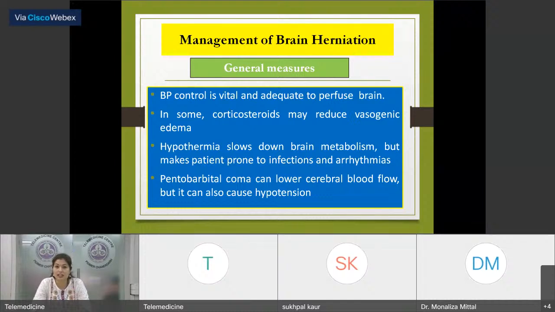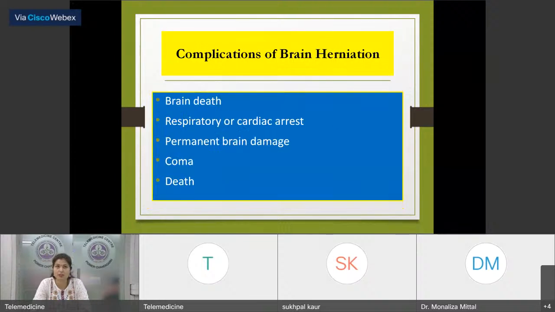Blood pressure control, again, is a very important modality for these patients. In some, corticosteroids can be given, but make sure that it is properly indicated, because it is not always indicated for patients, especially in traumatic brain injury. The role of steroids is not so common in patients suffering from traumatic brain injury. Then hypothermia, or I can say normothermia. So make sure that the temperature is kept in continuous check. Pentobarbital coma can be used for these patients.